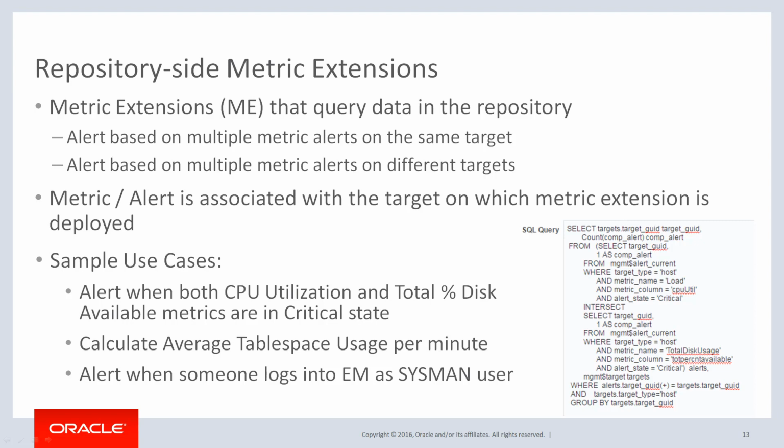Repository-side metrics allows you to send alerts based on multiple metric alerts on the same target or on different targets. For example, you can use repository-side metric extensions to alert when both CPU utilization and total percentage disk available metrics have crossed the threshold for critical state. Or you can use repository-side metric extensions to calculate average tablespace usage per minute or alert when someone logs into EM as the sysman user. Repository-side metrics allows you to monitor your infrastructure with greater flexibility.